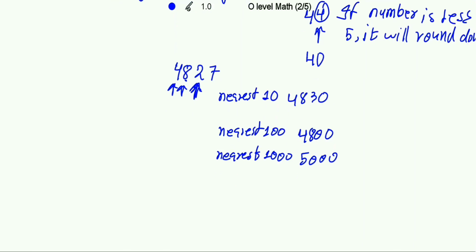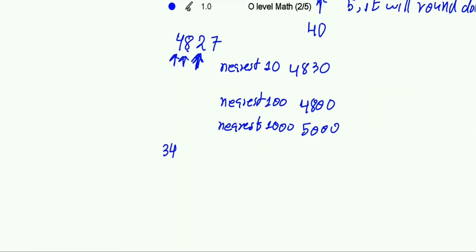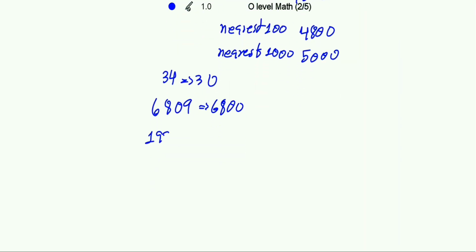This is what rounding actually means. Again, let's say that I have 34 and I want to round it to the nearest 10, then it's going to be 30. Let's say that I have 6809 and I want to round it to the nearest 100, so it's going to be 6800. Let's say that I have the number 1951 and I want to round it to the nearest 1000, so it's going to be 2000.